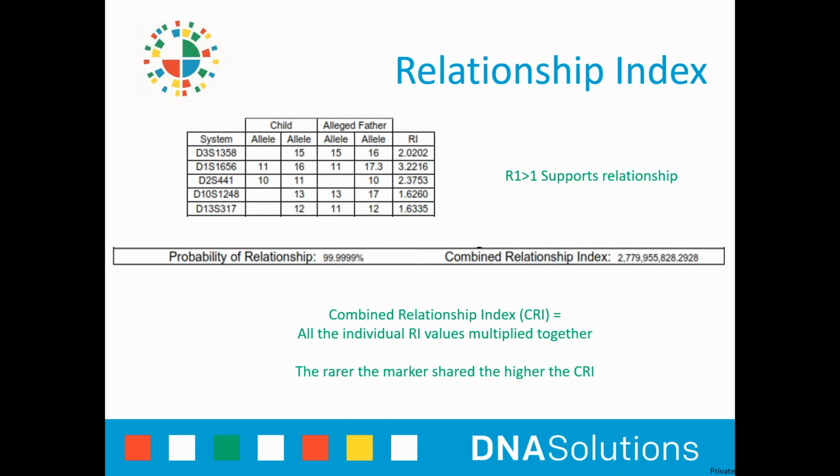You'll probably have also seen the combined relationship index. And the combined relationship index is nothing fancy. It's just all those individual RI values multiplied together. I should also point out the rarer the marker that's shared, the higher the CRI. So if you see some really high numbers for RI, it normally means those two people shared a very unusual marker in the population.